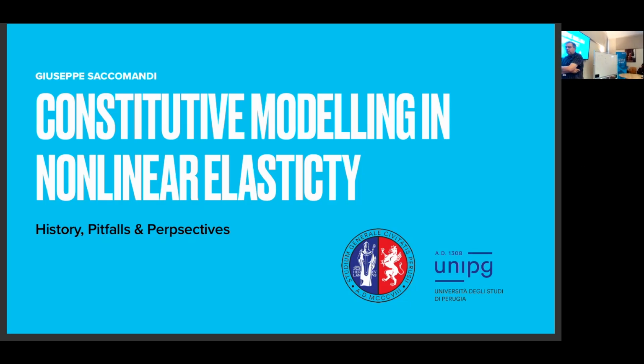I'm trying to make it as interesting as I can. So the topic of my seminar is the mechanics of rubber-like materials and soft tissues. The idea is to find a good mathematical model to explain the mechanical behavior of such materials, and the problem we have to face in searching for this mathematical model is a little bit the following.